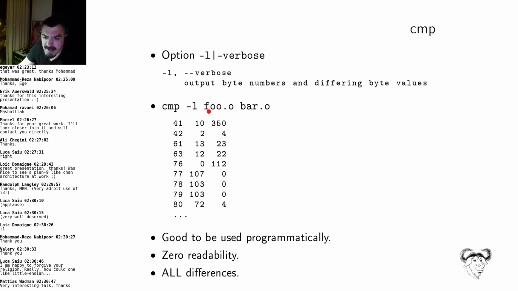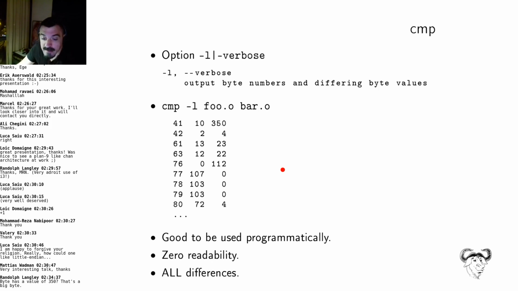So in this case, if we run cmp -l foo.o and bar.o, it is telling us that at offset 41, the byte goes from having value 10 to having value 350. The byte at offset 42 changed from having a value of 2, and in the second file it has the value 4, and so on. Then of course you get an entry for every byte that differs.